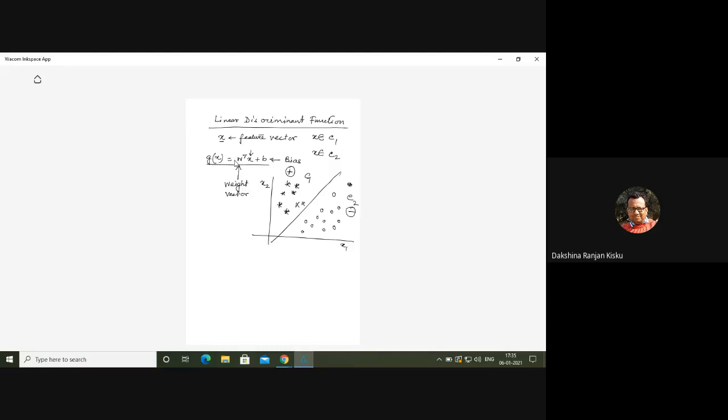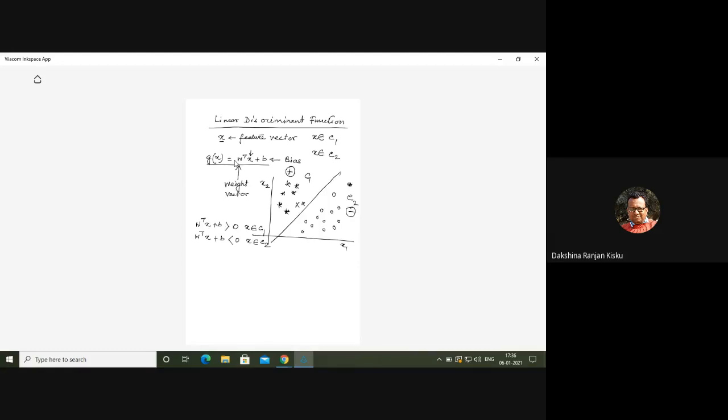That means we can take a decision with this linear discriminant function. Whenever w transpose x plus b is found to be greater than 0, we can infer that feature vector x belongs to class C1. Otherwise, when w transpose x plus b is found to be less than 0, that is negative, we can infer that x belongs to C2.